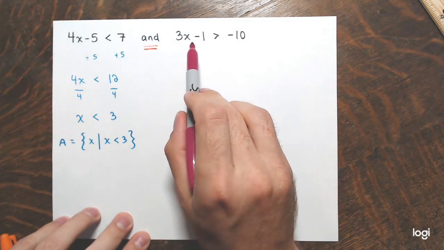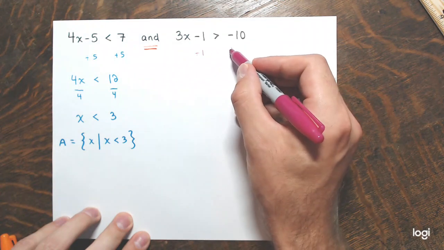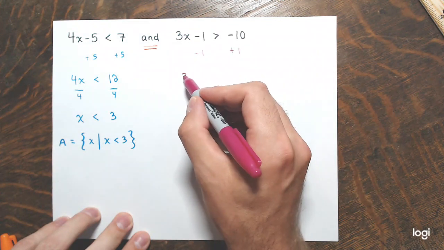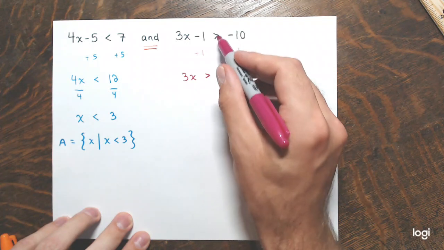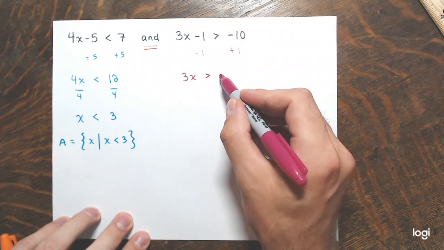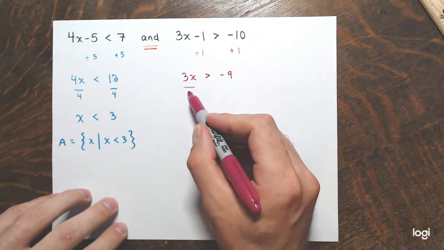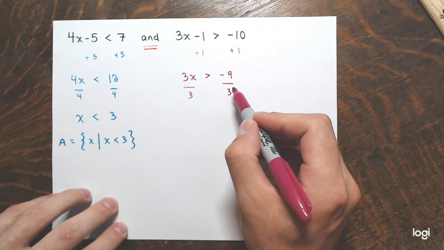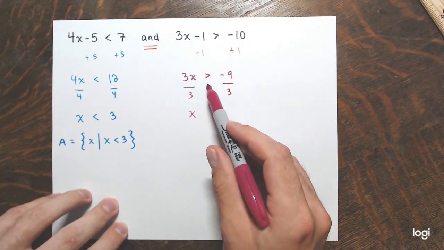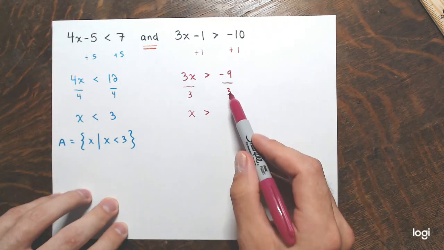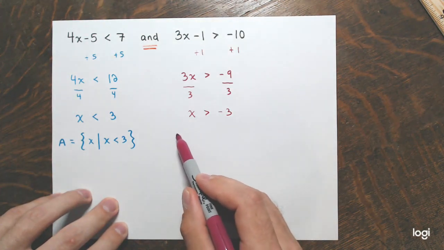And we have 3x minus 1 is greater than negative 10. I'd be adding 1 to both sides first, leaving me with 3x on the left. And that's just addition, so greater than still. And then negative 10 plus 1 is negative 9. And then we would be dividing by positive 3. And that is a positive 3 that we're dividing by. So again, the inequality symbol does not change. That's x on the left is greater than, and then negative 9 divided by 3 is negative 3 on the right. And again, I'll call this set B.